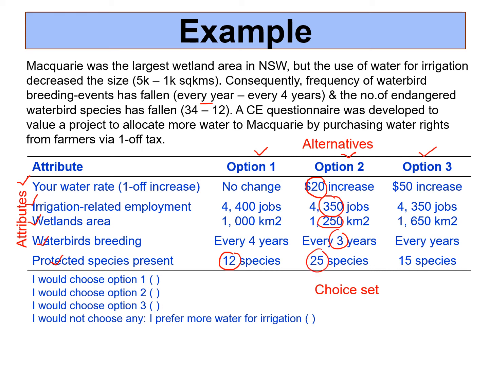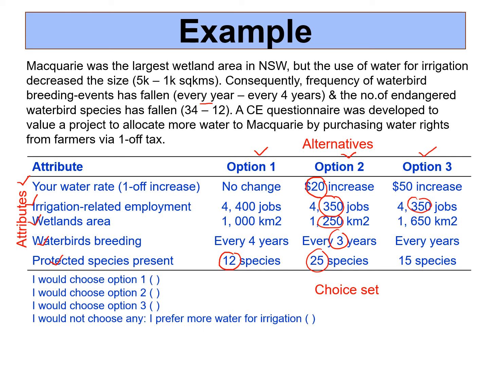And if you go for option 3, definitely you are willing to pay more money, and you are actually maintaining the employment jobs created at 4,350 instead of 4,400, the same as option 2. However, the wetland area is increased from 1,000 to 1,650, and instead of every 4 years to have a waterbird breeding event, you can have it every year.